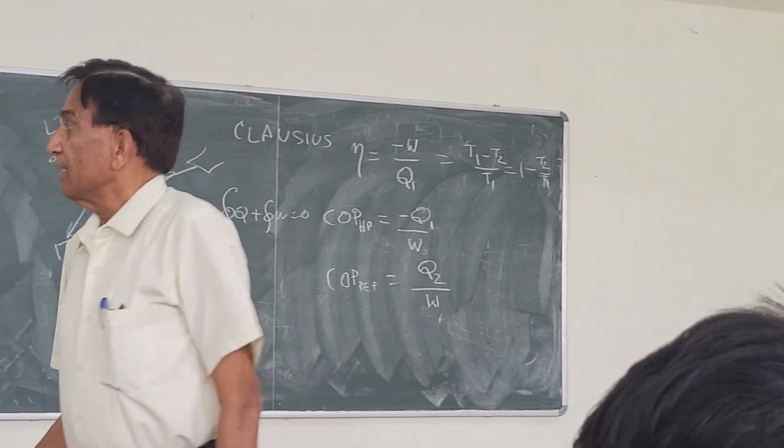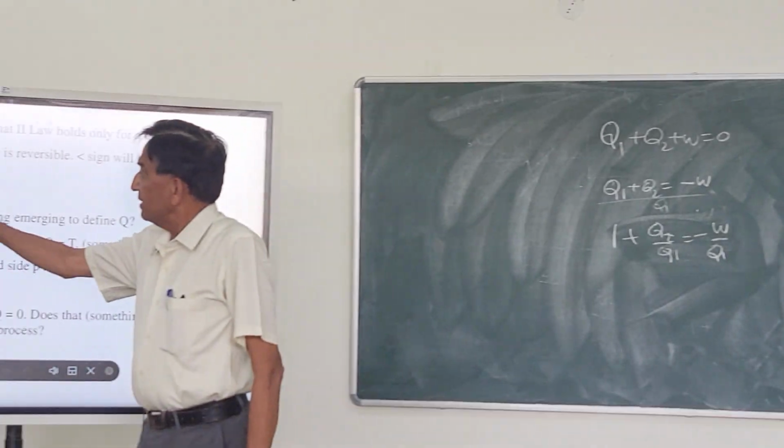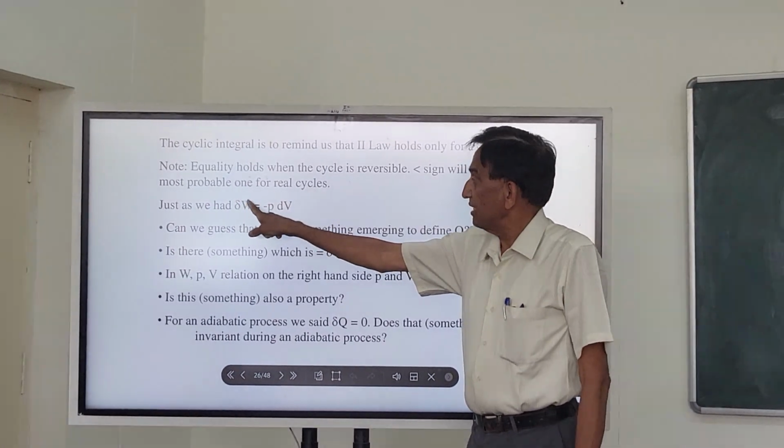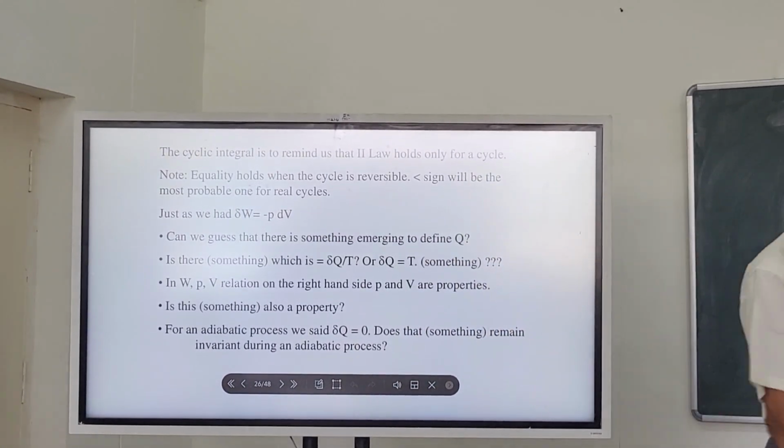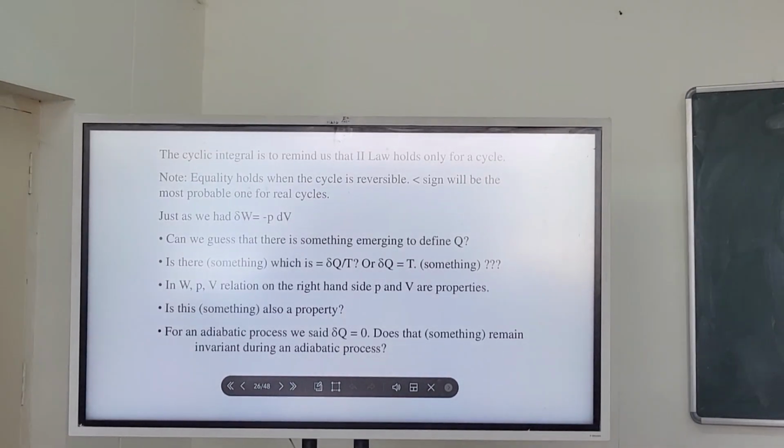The change is like here in the constant volume process, dV will be equal to 0. So constantly dV is equal to 0. Correct? Constant volume process is what? Constant volume process, what is it?